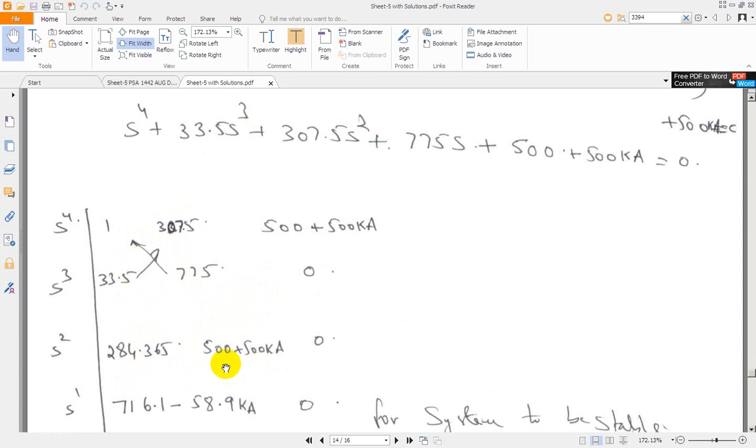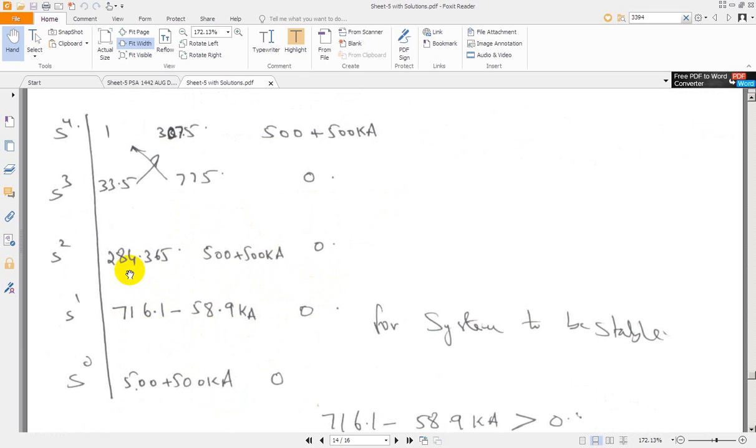And to write this parameter, this into 775 into 500 plus 500 KA, minus 0 into this parameter, divided by 284.365, you will get this parameter. To write this value, this into 775 minus this into this, divided by 284.365.